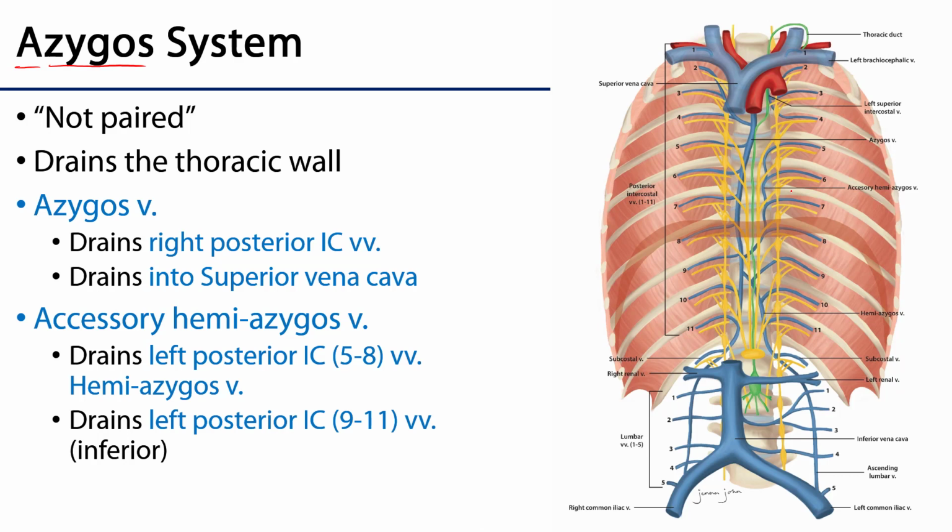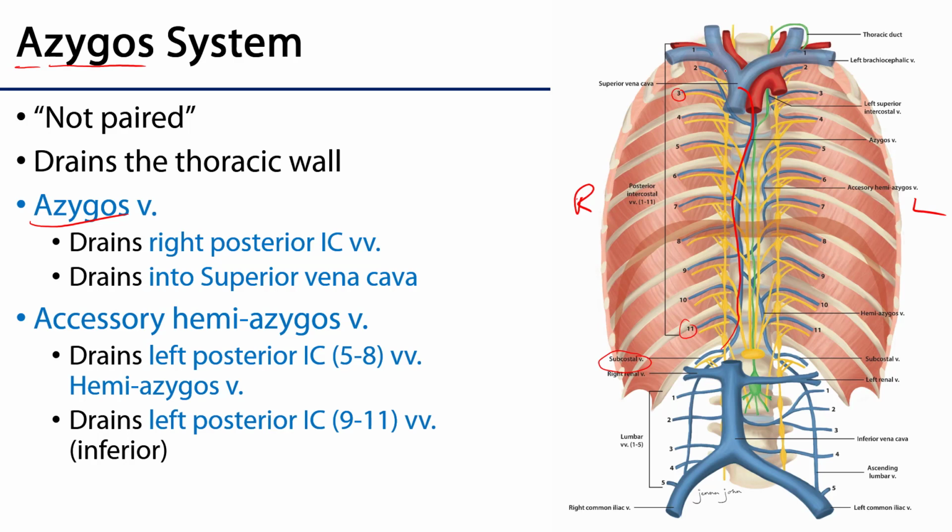On the right side of the thorax, so keep in mind that would be right and that would be left, we have a very large and long vein called the azygos vein. This azygos vein is going to drain the right intercostal spaces. Generally, it's draining intercostal spaces 3 down through 11 plus the subcostal vein. So these all feed into the azygos vein, and the azygos vein is then draining into the superior vena cava.